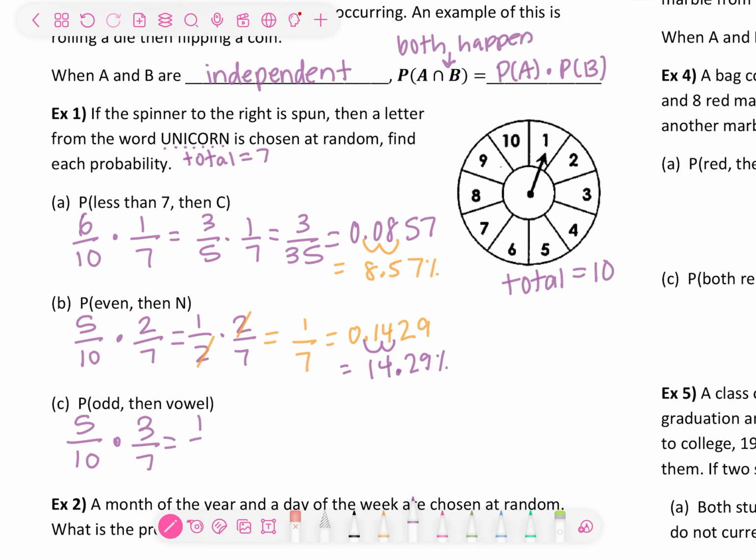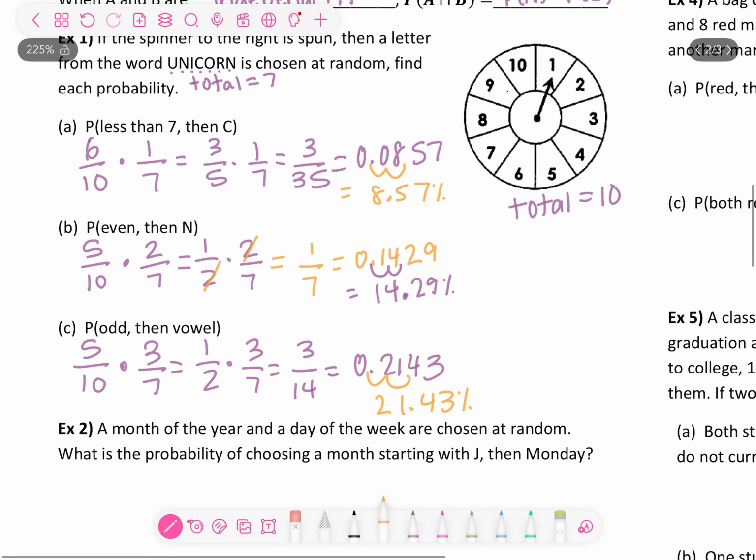Again, changing that to 1/2 times 3/7, multiplying numerator to numerator, denominator to denominator. So 1 times 3 is 3, 2 times 7 is 14. If I do 3 divided by 14, I get 0.2143 if I round, and that's about 21.43%. About a 21.43% chance of getting an odd number on the spinner and then choosing a vowel from the word unicorn.